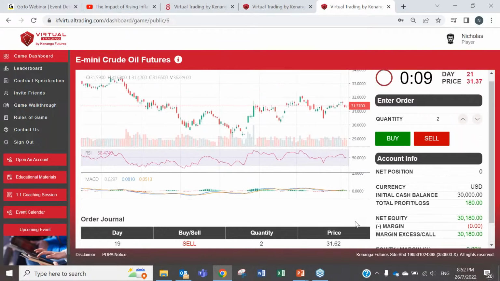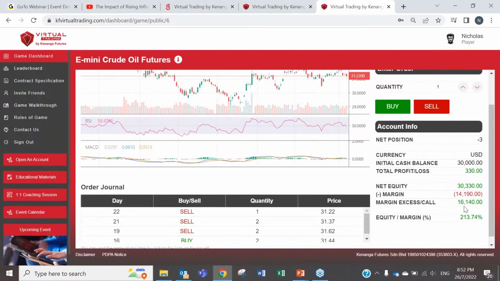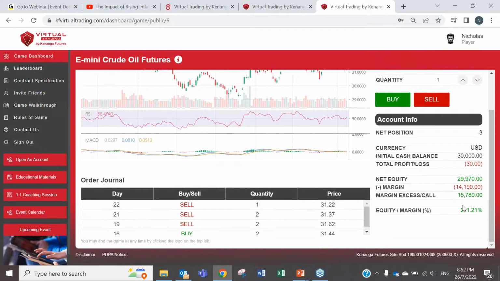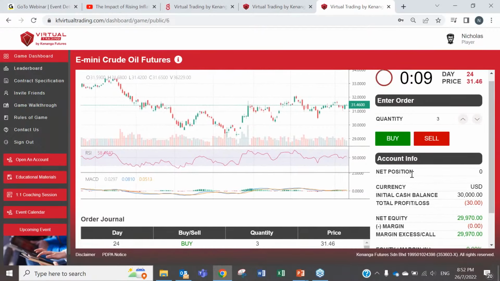If I think the market is going down, you can always sell the market when the market really goes down, or you can add on to your position. Let's say I add 1 more, making it 3 contracts. You can always do that, as long as you have enough margin or enough net capital to enter another contract. All of this will be automatically calculated for you. So let's say I close up my position.